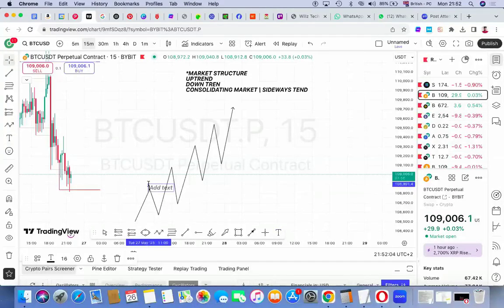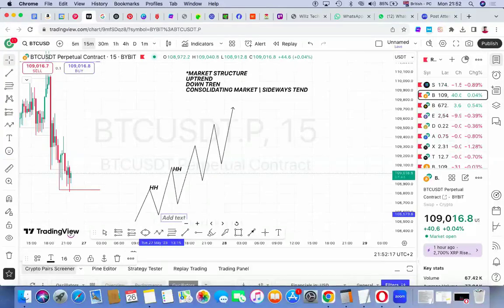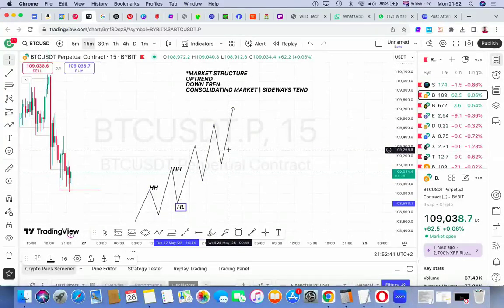So what we have here is a higher high, and then again a higher high, and we have a higher low just about here, because this low here is lower than this low, and this low is higher than this low, this recent low here. So on and so forth. And this is for an uptrend scenario.